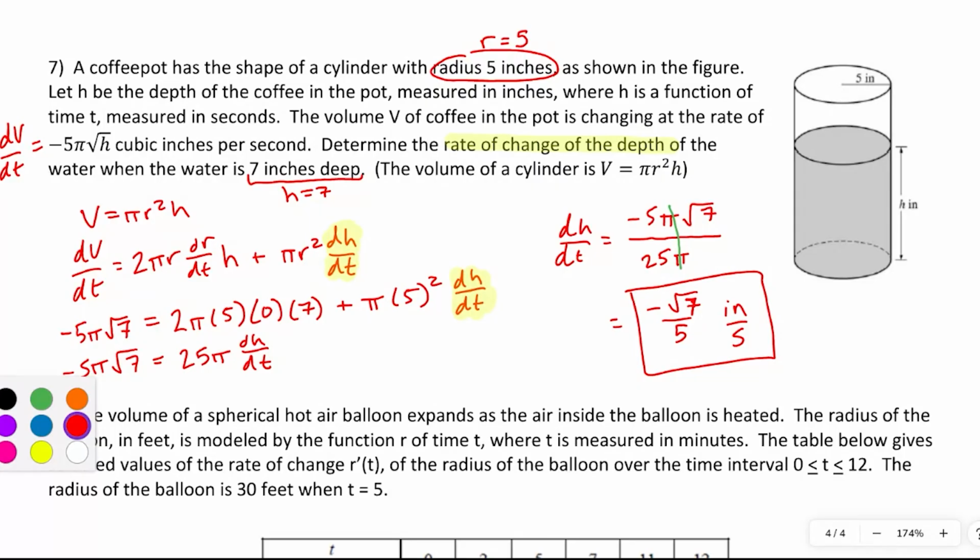Any questions so far? All right, one last problem.